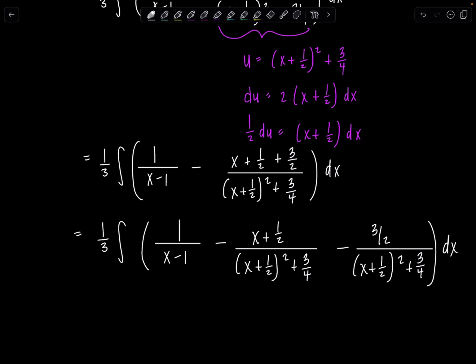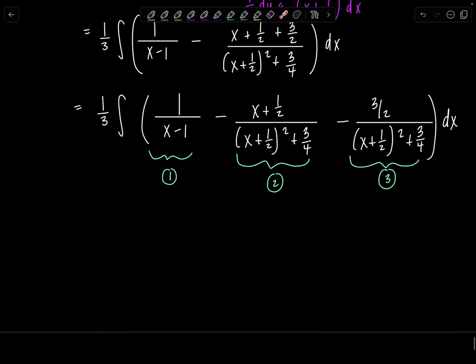Good? And then here you have them. This is 1, this is 2, this is 3. And let's just knock it out one at a time. I will deal with the 1/3 and the minus signs at the end when I put it all together, okay? So integral number 1, 1 over x minus 1 dx. This is the most relaxing thing we've done this whole problem. Antiderivative is just natural log absolute value, x minus 1 plus c1.